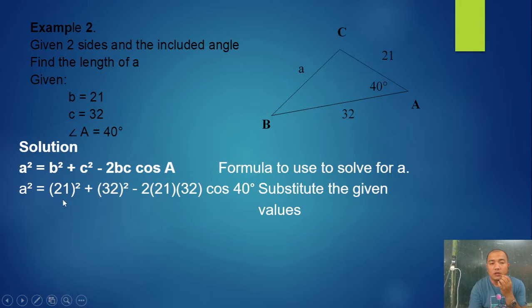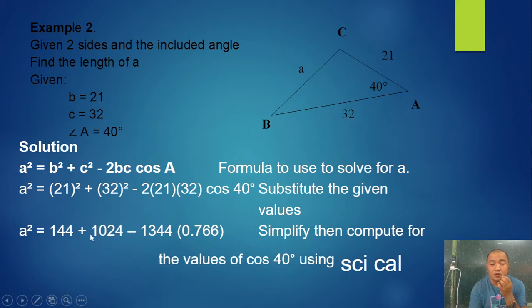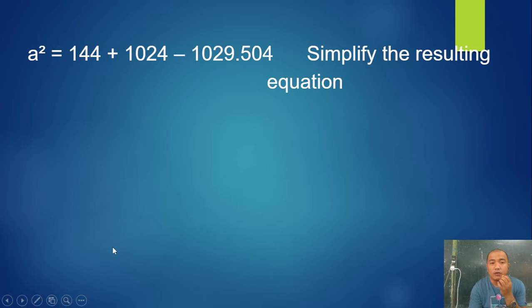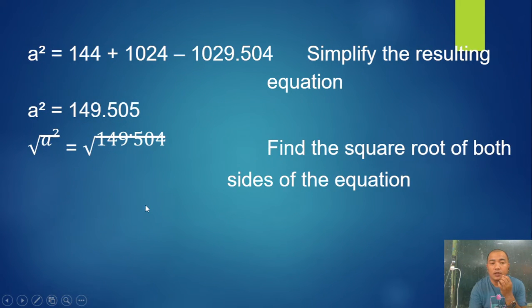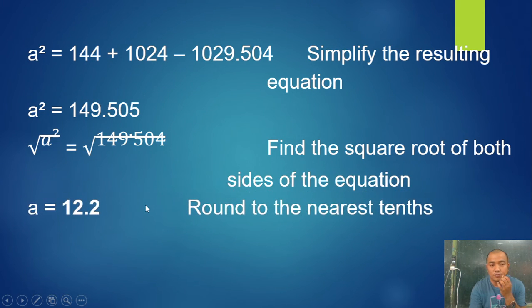You can enter all these constants in the scientific calculator, then get the square root of both sides. 144 plus 24, then minus 1344 times cosine 40. Get the square root of both sides. The square root of 149.505 is 12.2. That's the answer.